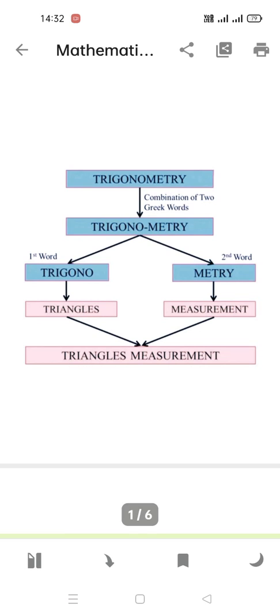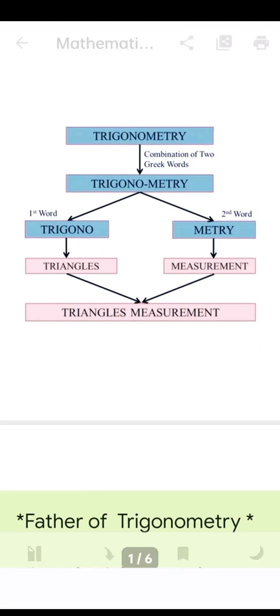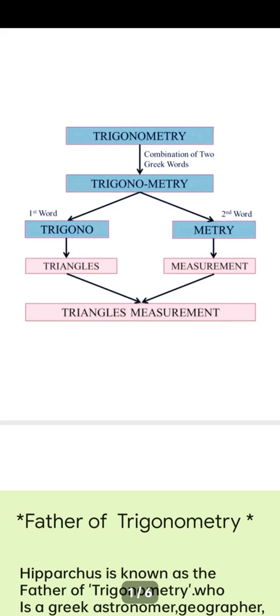So what is trigonometry? The measurement of triangles. Now which type of triangle? This is also a question. The triangle should be a right angle triangle, which contains 90 degrees. So the measurement of a right angle triangle is known as trigonometry.